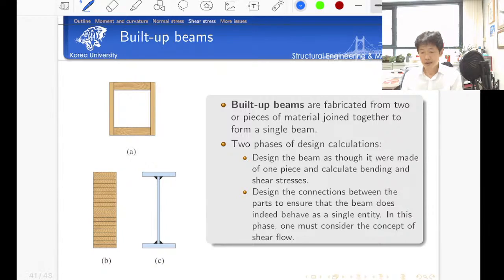Okay, so the next issue is built up cross section. Here I'd like to take a 10 minute break.